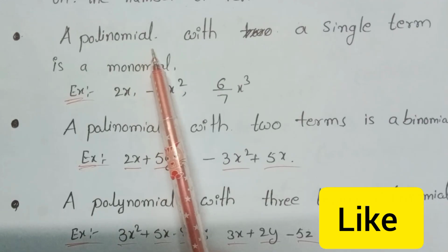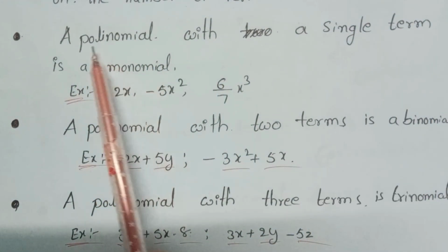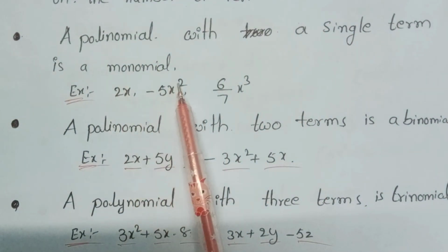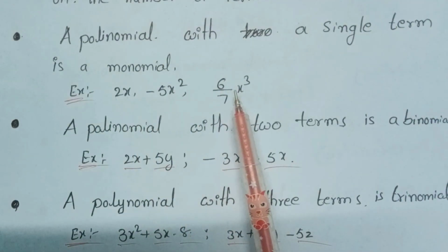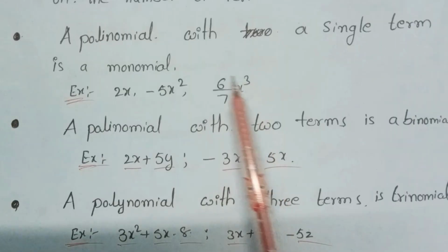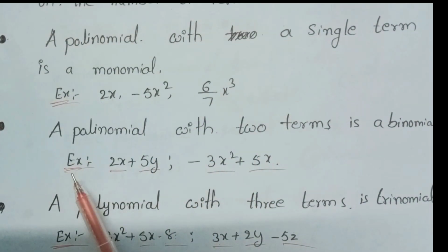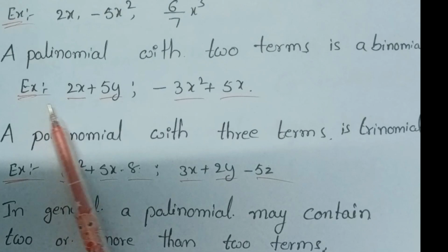A polynomial with a single term is a monomial. This is one term, this is one term, this is one term. These are all examples of one term. A polynomial with a single term is a monomial.